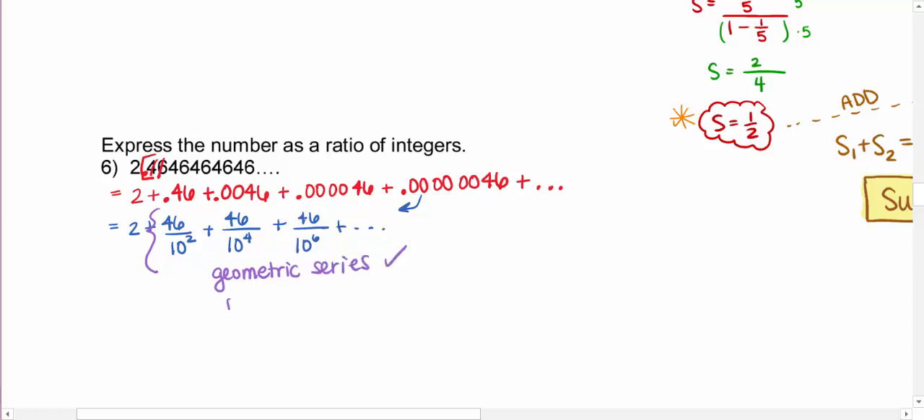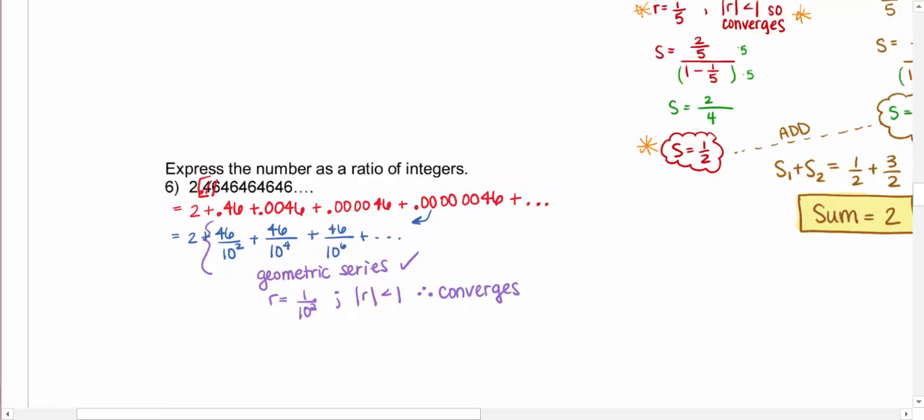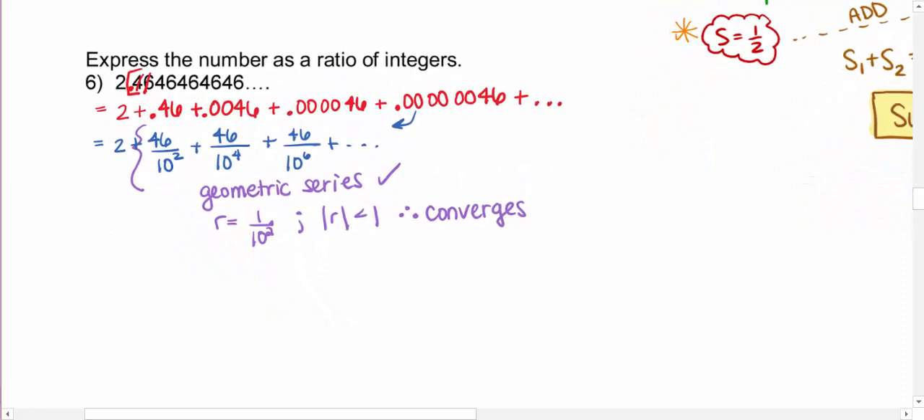Where my common ratio is 1 over 10 squared, or 1 over 100, which is definitely less than 1. So I'll say therefore it converges. And if it converges, we can find the sum. And I'm not going to be able to write this as a ratio of integers unless I can find that sum of all of those decimals.